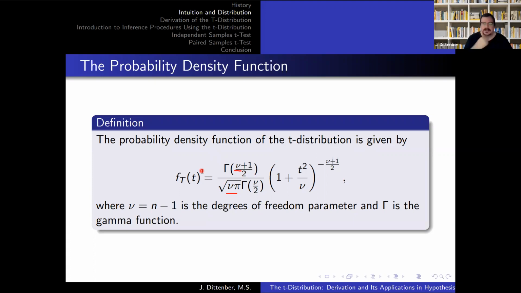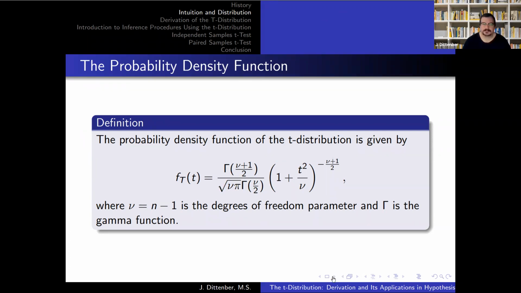Okay, so what I want to do in this video is to go ahead and derive this distribution from the z-score. Okay, so before I do that, we're going to need a few facts. So let me go through here and we'll look at the facts.